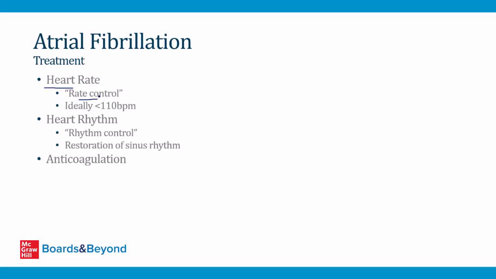So many of the drugs we use to treat AFib simply bring the heart rate down. Ideally, we like to bring it under 110 beats per minute, and that usually minimizes symptoms and eliminates the risk of cardiomyopathy. The second category of drugs are drugs we use to treat the heart rhythm. We say that these drugs are used for rhythm control, and the goal in these situations is to restore sinus rhythm and keep the heart out of atrial fibrillation. And then finally, there are drugs we use for anticoagulation to reduce the risk of stroke.